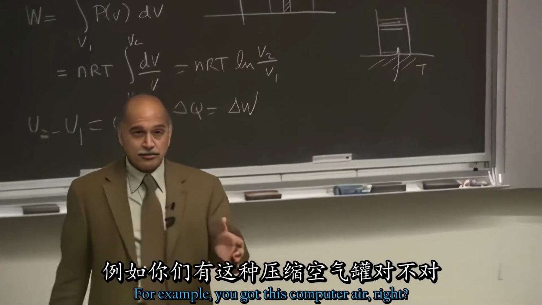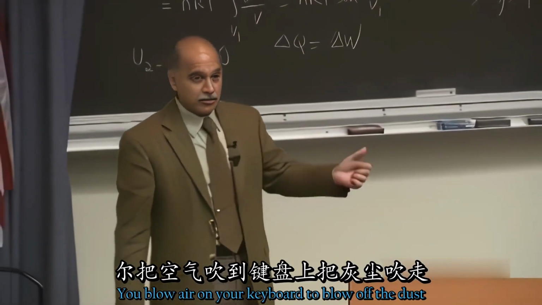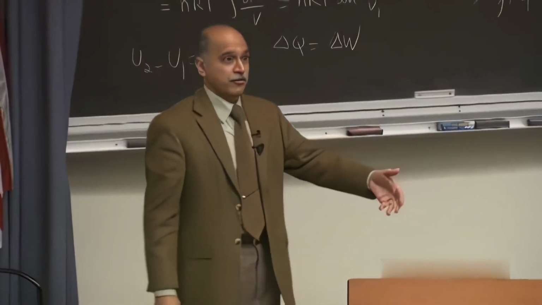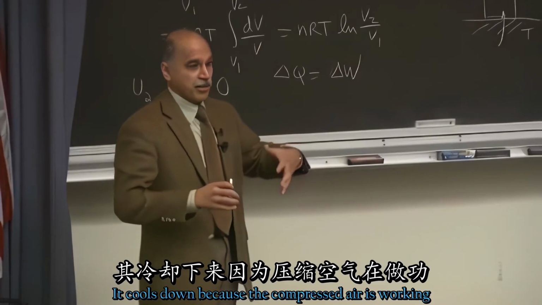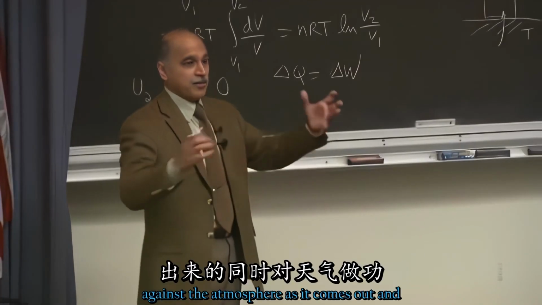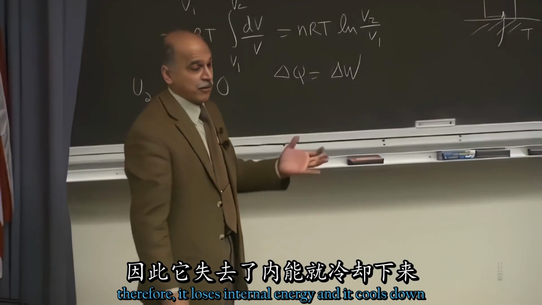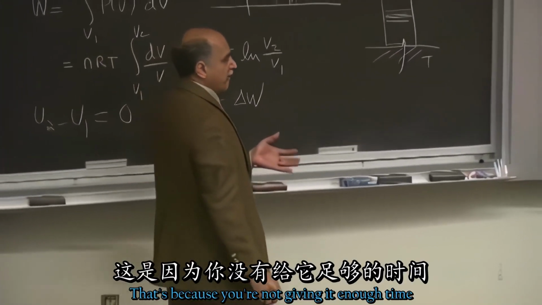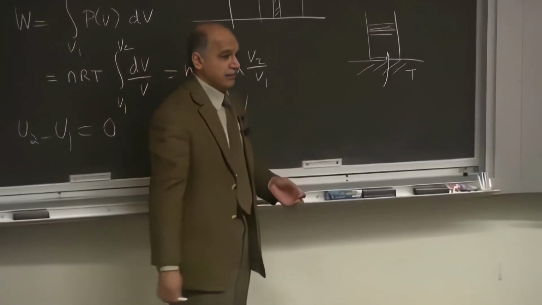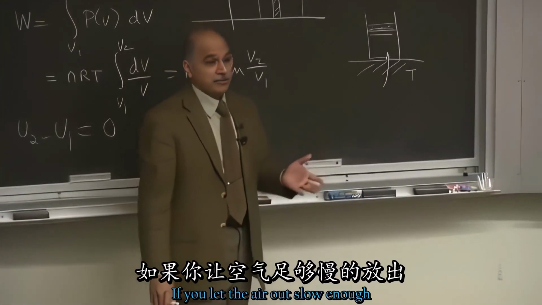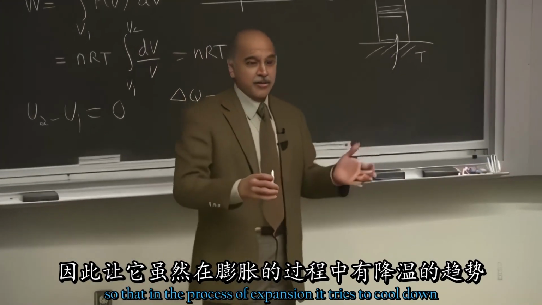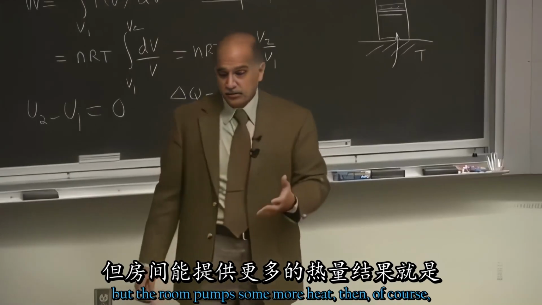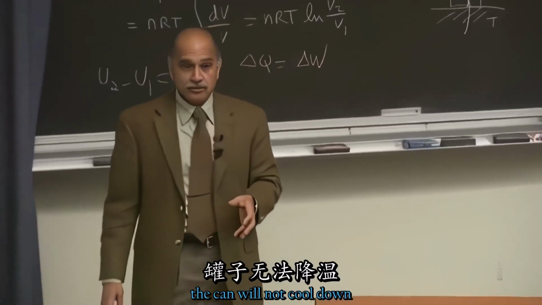For example, you've got this computer air, right? You blow air on your keyboard to blow off the dust. You know when you blow the air out, the can cools down. It cools down because the compressed air is working against the atmosphere as it comes out, and therefore it loses internal energy and cools down. That's because you're not giving it enough time to absorb heat from the room. If you let the air out slow enough so that in the process of expansion it tries to cool down, but the room pumps in some more heat, then of course the can will not cool down.